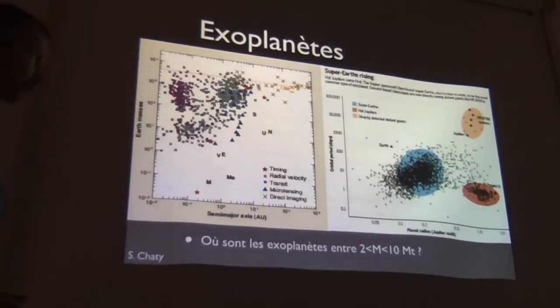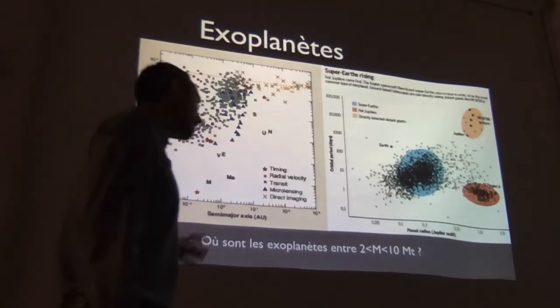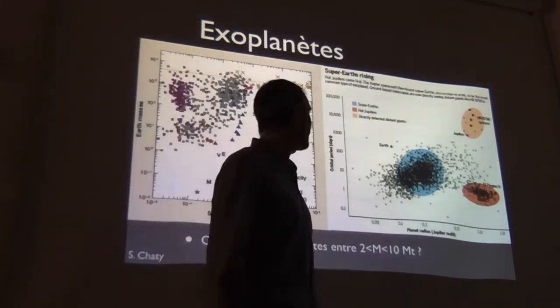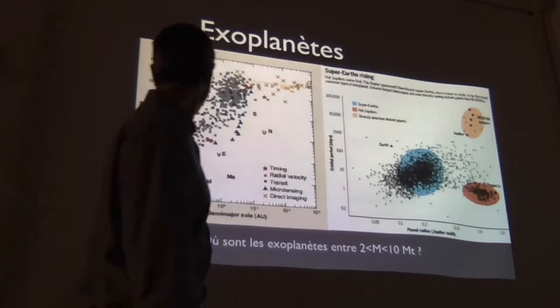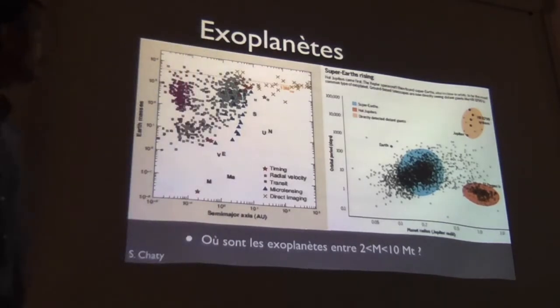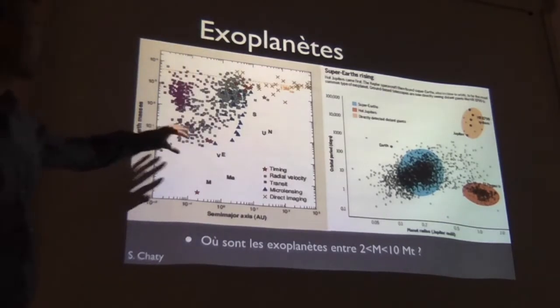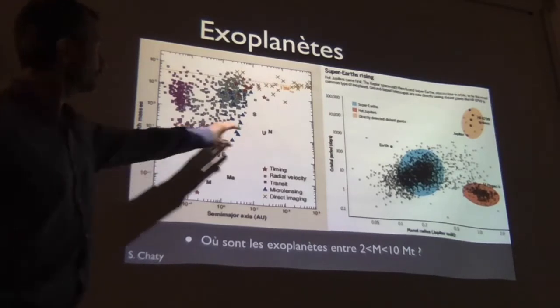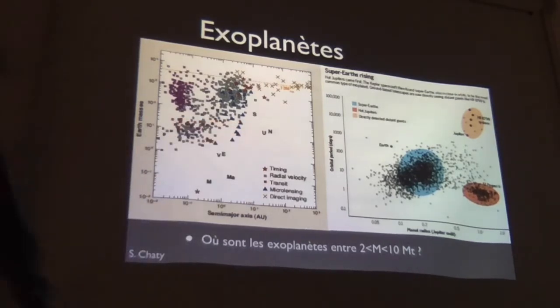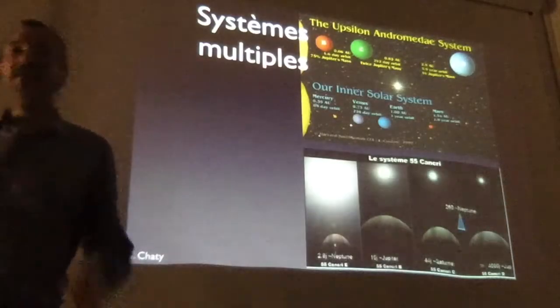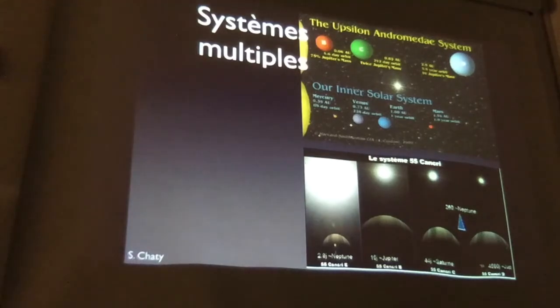Okay. So one of the questions I asked is where are the planets between 2 and 10 Earth masses? 2 and 10, which is nearly here. In this range, we don't have them in our solar system. Okay, then what's interesting also is that we found many multiple systems.